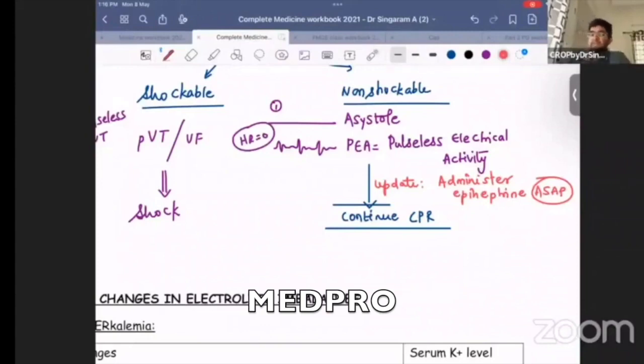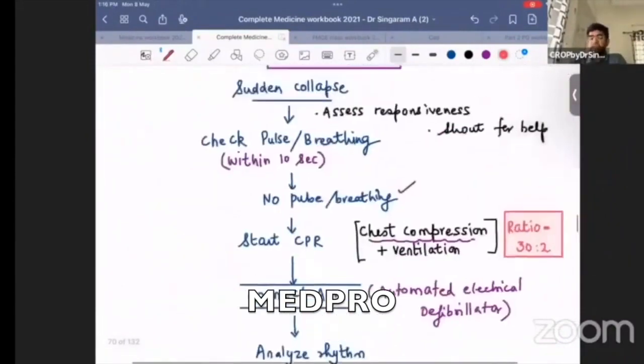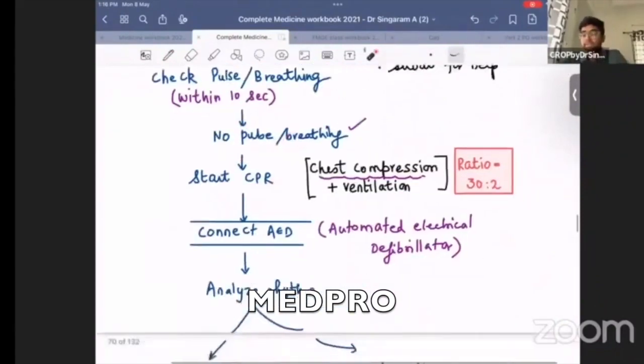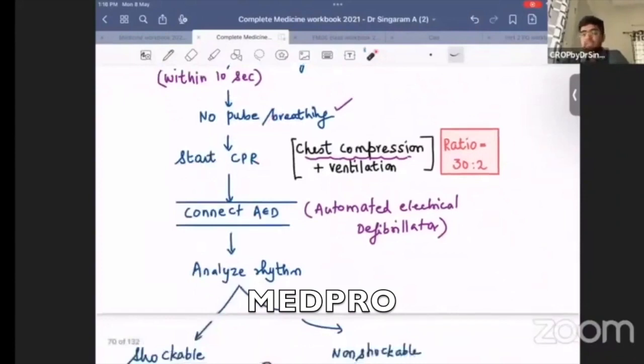So very simple. Just a quick revision of whatever I have told you in CPR. First thing you have to do is check the pulse and the breathing. Usually in a situation of collapse, pulse and breathing will be absent. No pulse and breathing, you have to start CPR. You give CPR in a ratio of 30:2. Don't forget, this is an important ratio for you to remember. And you have to connect the AED whenever it is available.